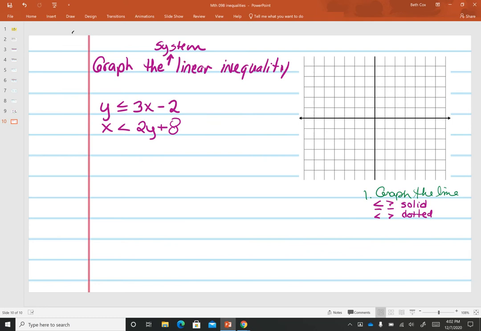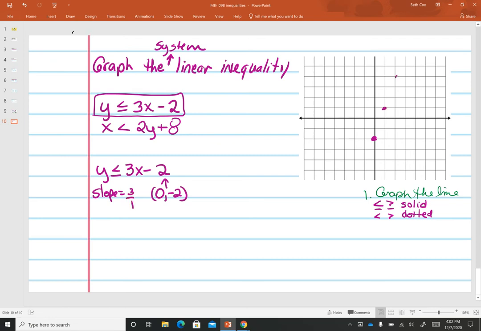Okay, so now the first one is in the format y is less than or equal to 3x minus 2, so it's easy to graph. 0, -2 is my start point. My slope is 3/1, so that's up 3/1. So there's my first line. It has an equals on it, so this one is going to be a solid line.